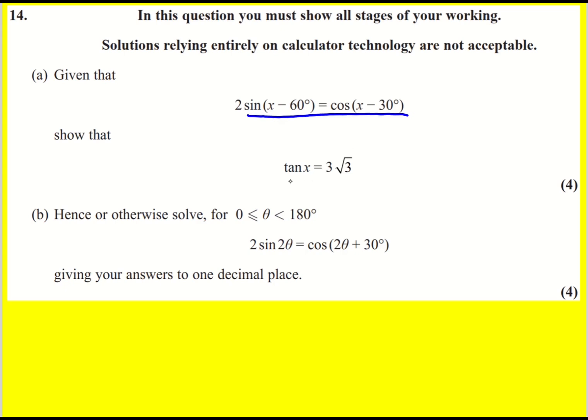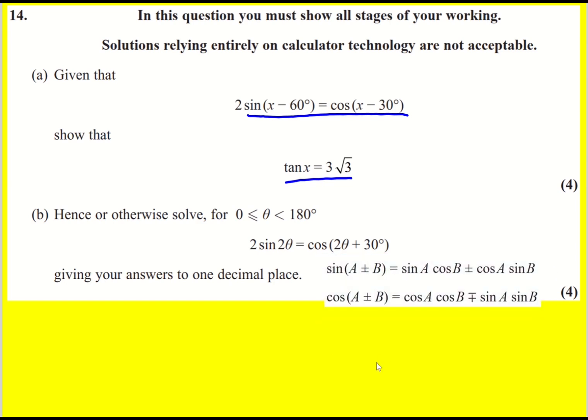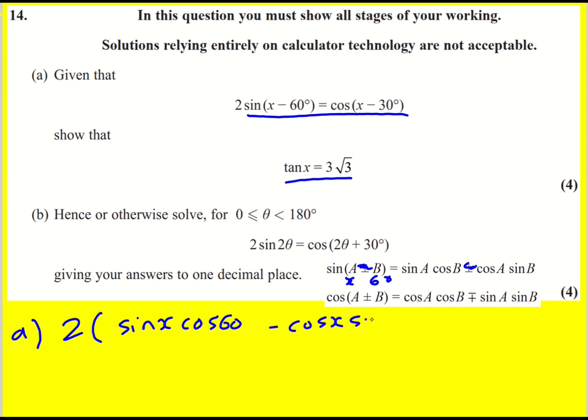Given that this is true, show that it can be rewritten simply as tan x equals 3 root 3. Well, this is an addition formulae question. I can bring them out and then apply them. So in the first one, I'm going to be using the minus, and a is going to be x and b is going to be 60. So then I can write 2 times sine x cos 60 minus cos x sine 60.